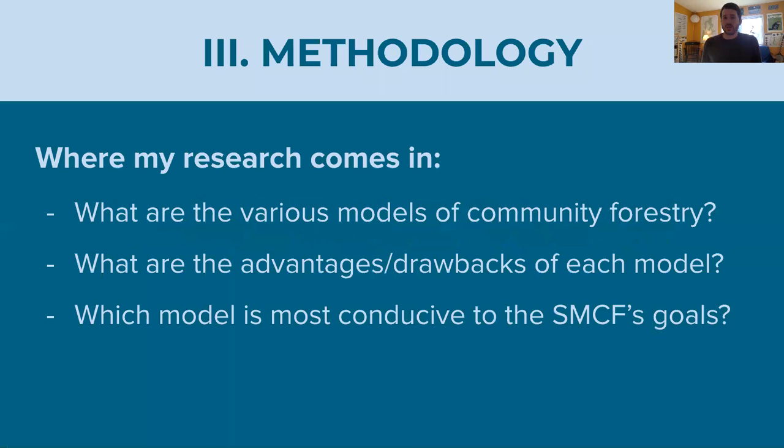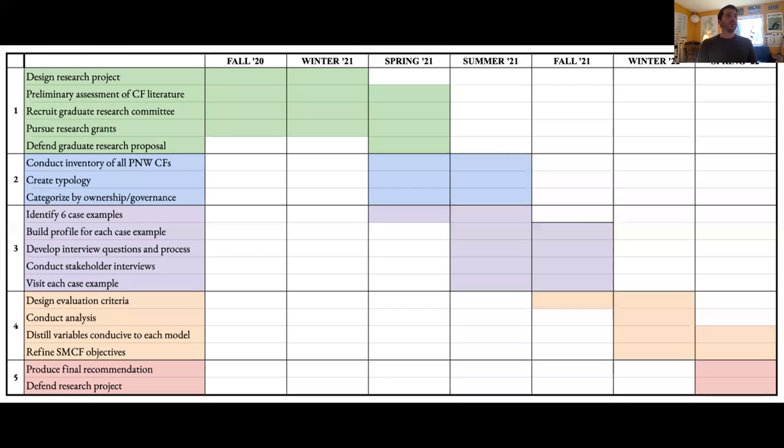So where does my research fit into this larger picture? And what is my research going to do? Well, the basic questions that are guiding the research are, what are the various models of community forestry? What are the advantages and drawbacks of each model? And which model is most conducive to the Stewart Mountain Community Forest goals?